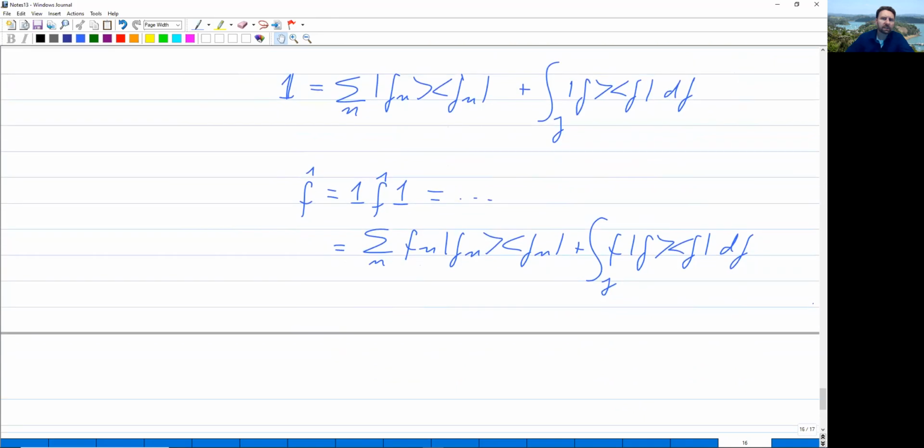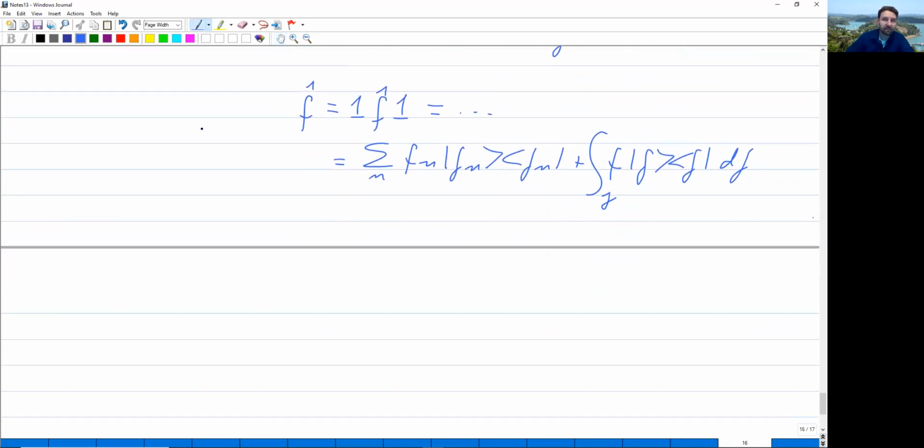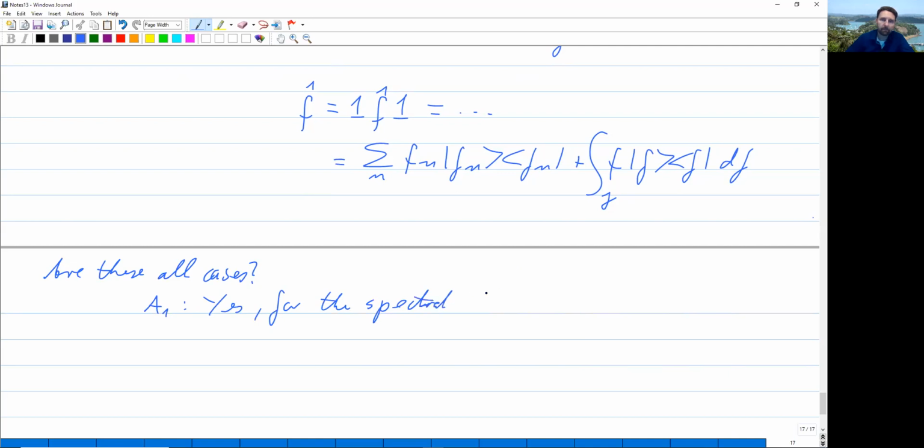Now you may wonder, is that all? Have we exhausted everything? Are these all cases? The answer is yes and no. Answer 1, yes, for the spectral theorem. These are all the cases covered by the spectral theorem.